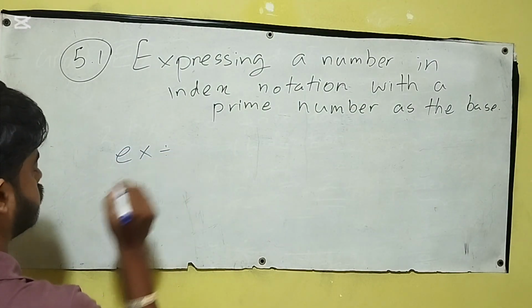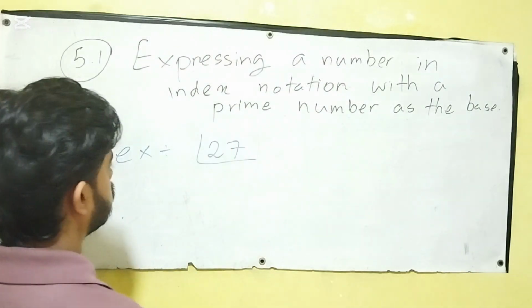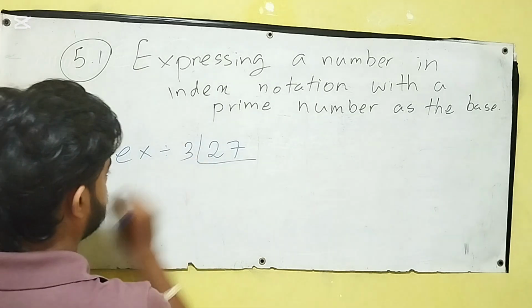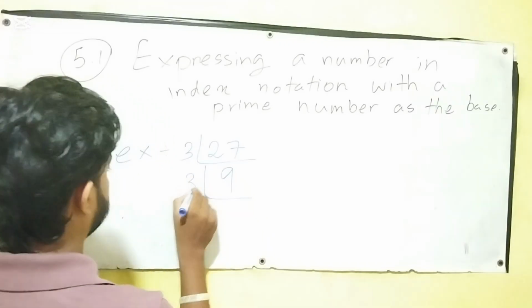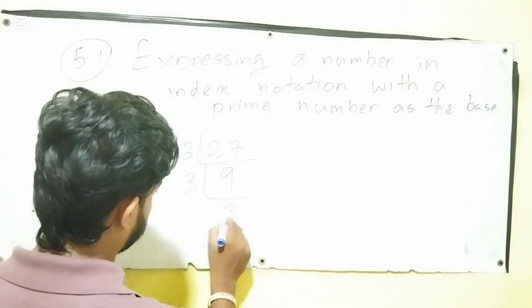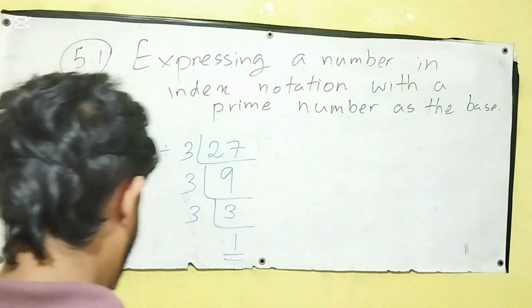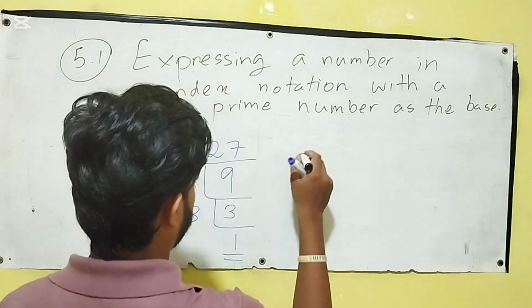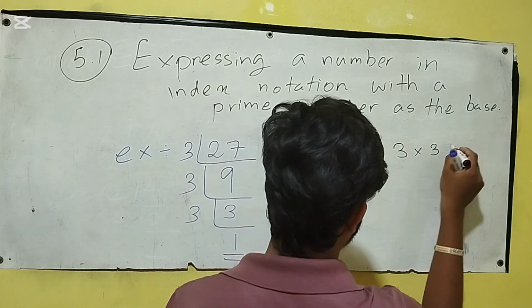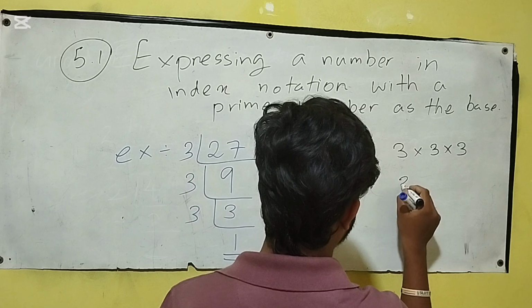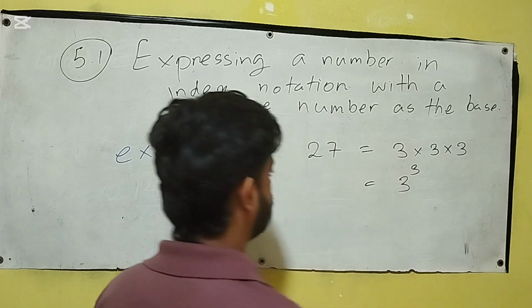Example 27. 3, 9, 3, 3, 3, 1. How to write down? 27 is equal to 3 multiplied by 3 multiplied by 3. Then 3 to the power 3. 1, 2, 3. Base is 3.